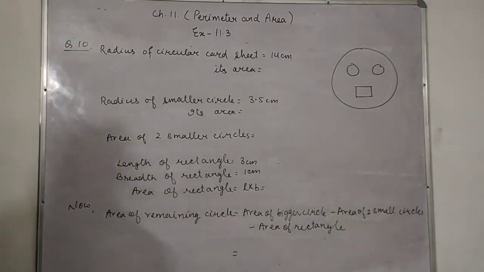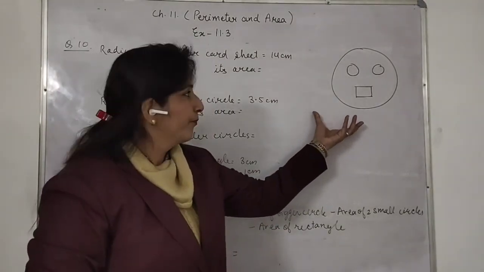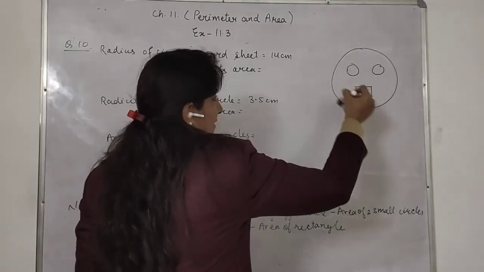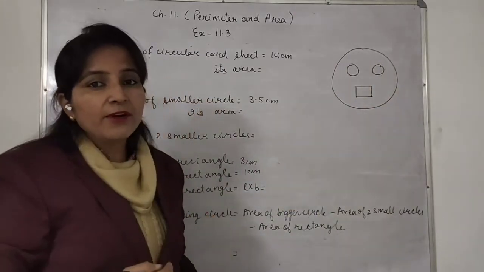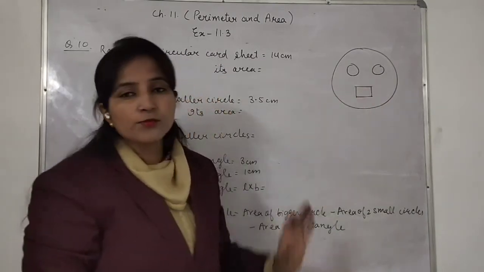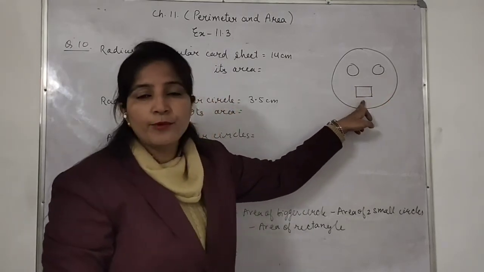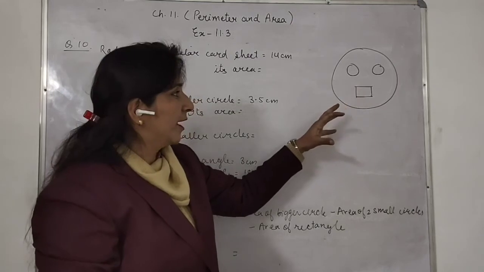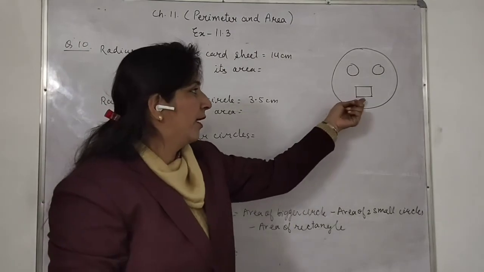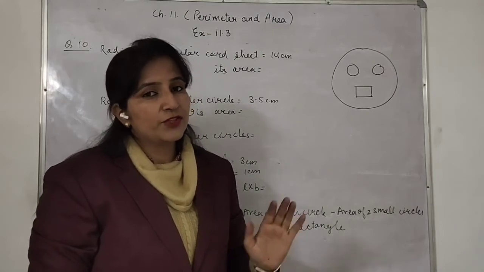Now, question number 10, students. In this question, there is a circular card sheet which is given to us, and its radius is also given. Inside the circular card sheet, we are going to cut two smaller circles like this and one small rectangle. The radius of the circle is also given to us, and the length and breadth of the rectangle are given to us. What they are asking is, after cutting these three pieces, two smaller circles and one rectangle, from the circular card sheet, what is the area which is left?